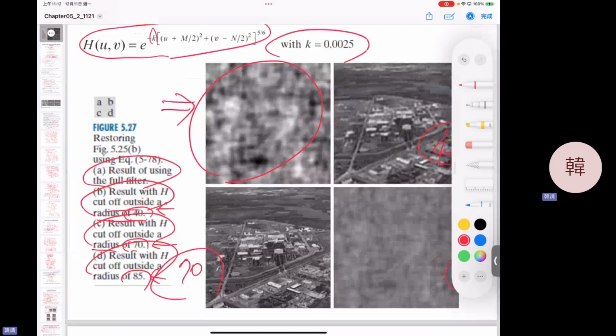Okay, in the example of this figure 5.27, it's a Butterworth filter. We use the inverse filter with different cutoff radii. So this is a radius of 40 pixels, a radius of 70, and a radius of 85. You can compare with this 40, and if you use a Butterworth low-pass filter, because you know the degradation model, even if I tell you the degradation model is the satellite turbulence function, you just take the inverse and you get this result.